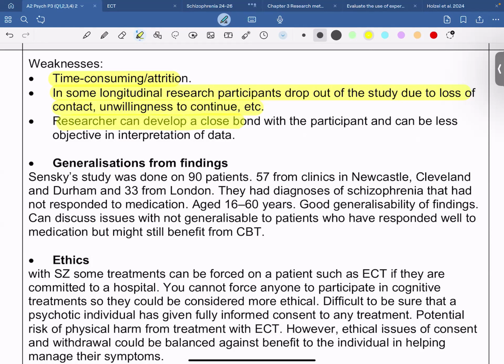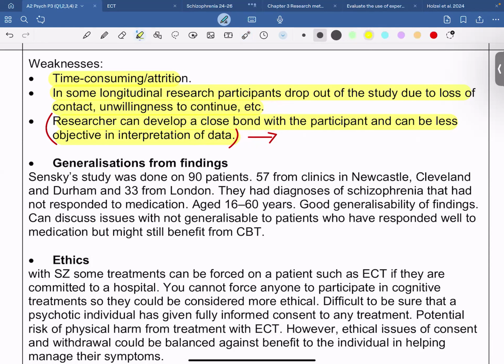Researchers can develop a close bond with the participant and can be less objective in interpretation of data. Of course, because of the amount of time that you've spent with the very same group of participants, there's a possibility you built a rapport with some, you might start liking some, you might start disliking some. Researchers, by the end of the day, are human beings. So the close bond that you develop with the people you are supposed to collect data from might end up affecting your research.